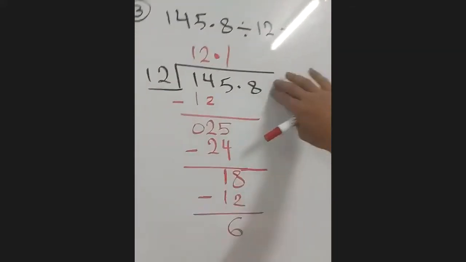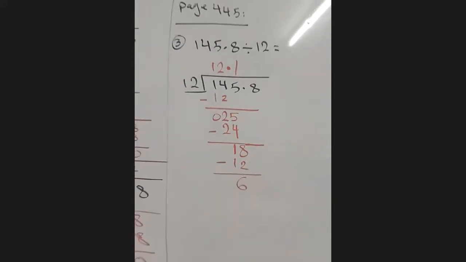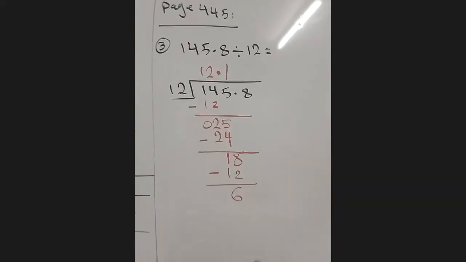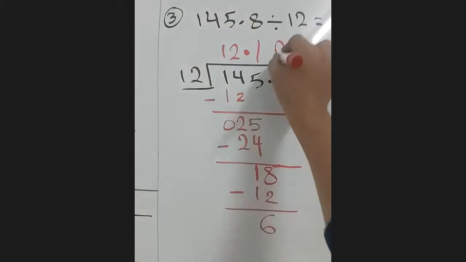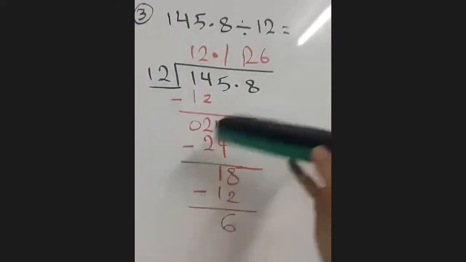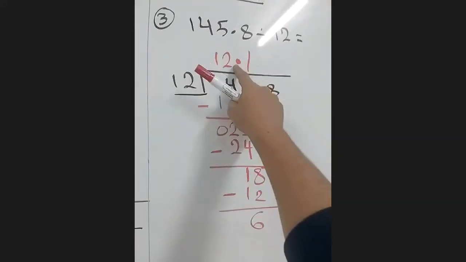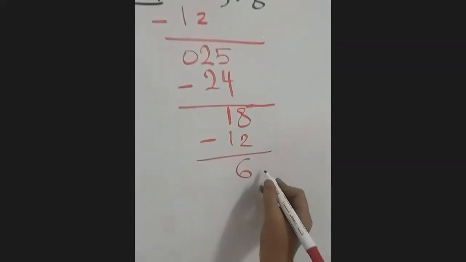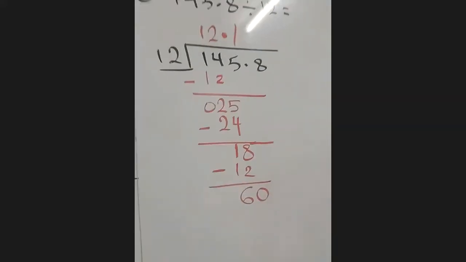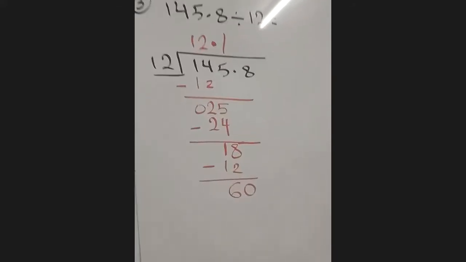Do we have other numbers here to put down? No, we don't. Now, if we don't have, guys, we don't write remainder 6. There is no remainder in decimals here, okay? So in this case, because we have a decimal, we can add 0 to make it bigger. Got it?